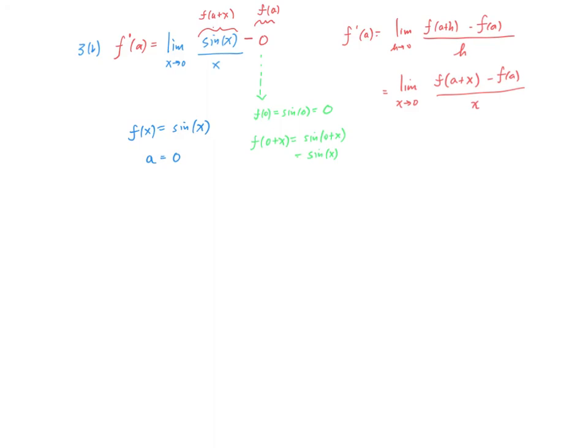Let me also note that there's a different approach you could take as well. Recall that we previously have defined f prime of a as the limit as x approaches a of f of x minus f of a, all divided by x minus a. And if you want to use this version of the limit and then in turn your pattern recognition, that certainly works as well. So two perfectly good ways to think about the same problem.